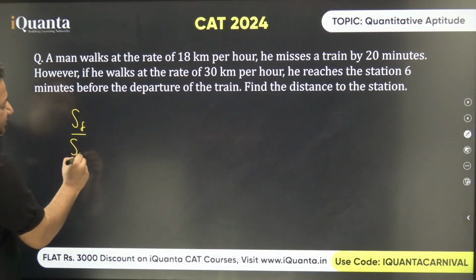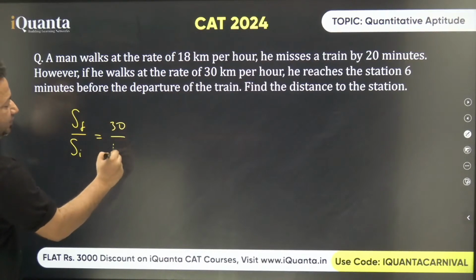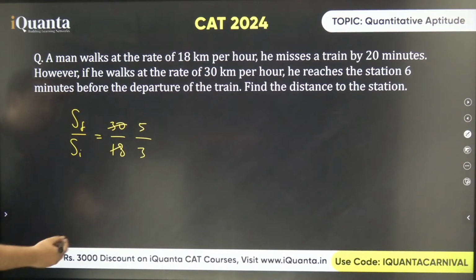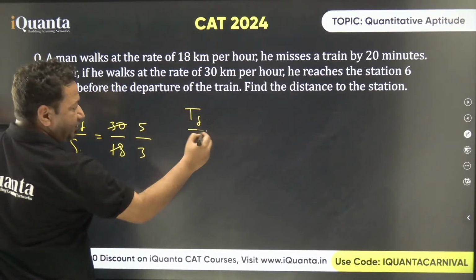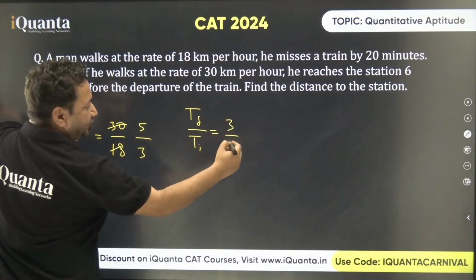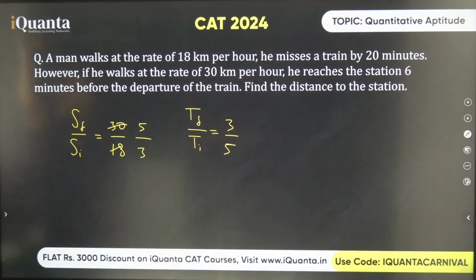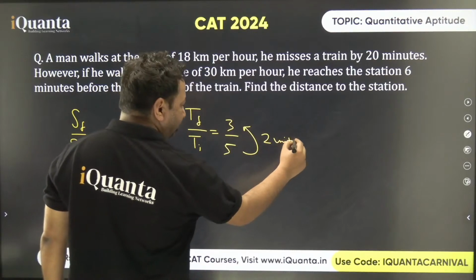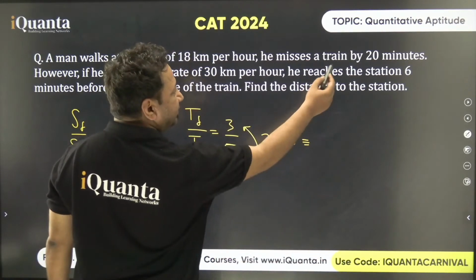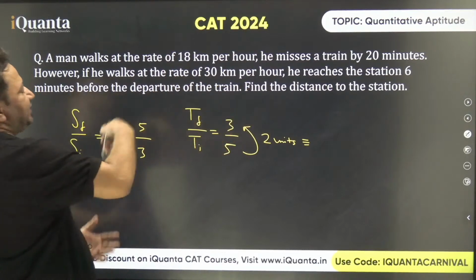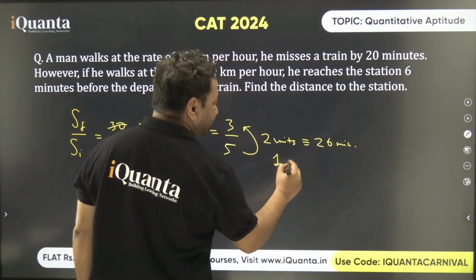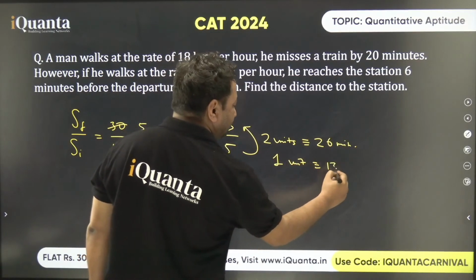Final speed upon initial speed is 30 upon 18. 6 5s are 30, 6 3s are 18. Which means final time upon initial time will be equal to 3 by 5. So time has reduced by 2 units, which are equivalent to how much? Earlier he was 20 minutes late, now he has reached 6 minutes early. This is 26 minutes. All right. Which further means that 1 unit is equivalent to 13 minutes.